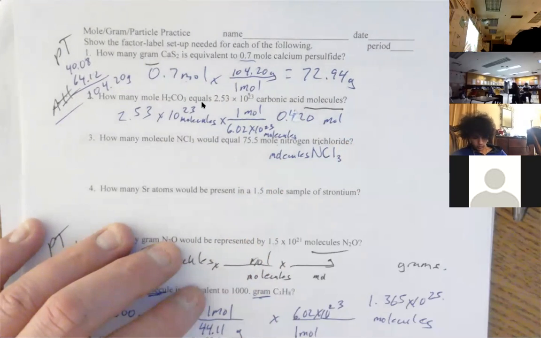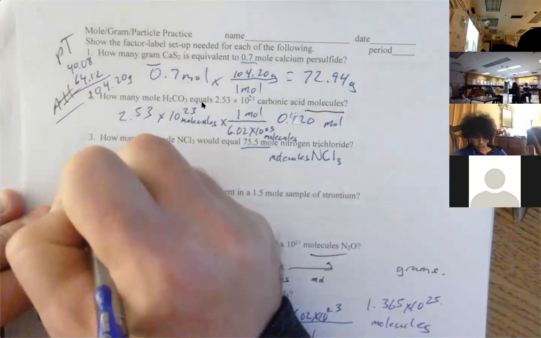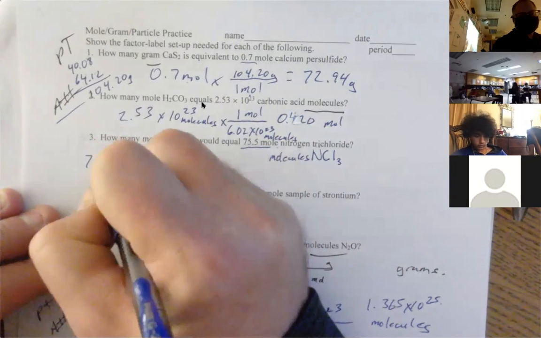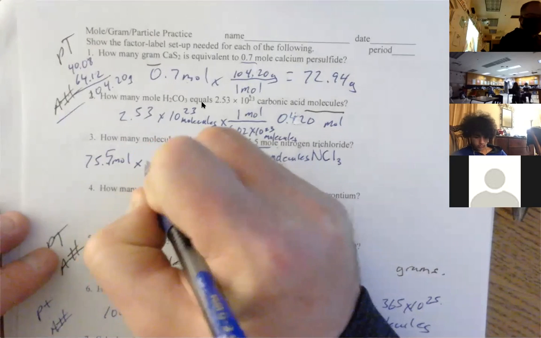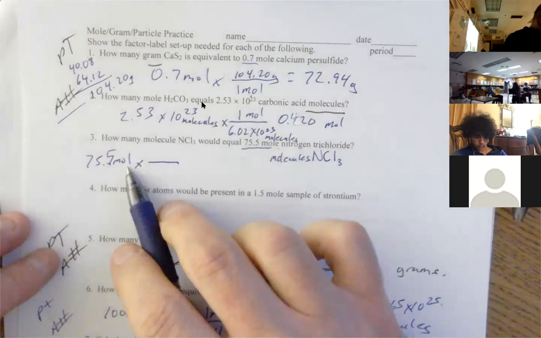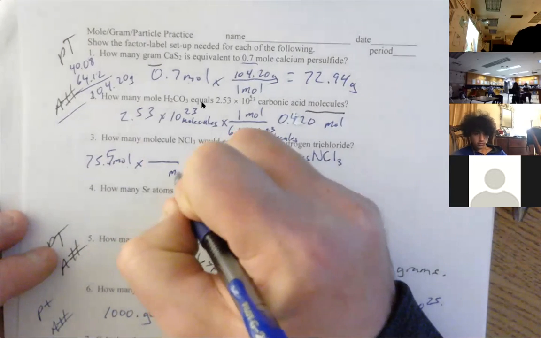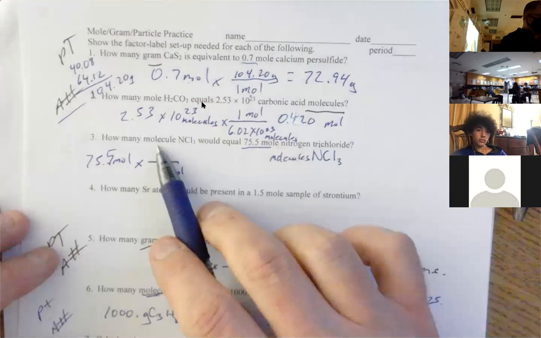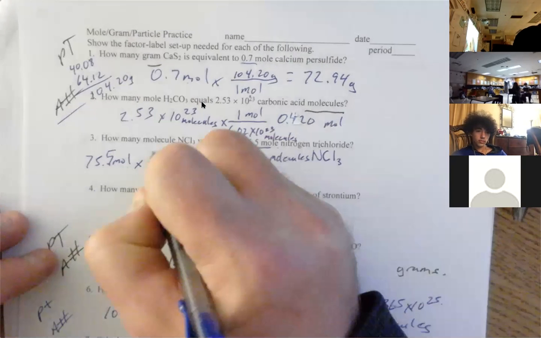They give us a number. So we start with that 75.5 moles. Since we have moles on top, I want moles to be underneath so they cancel. Every 1 mole is how many molecules? Since it says molecules, that's a particle. So that is Avogadro's number.